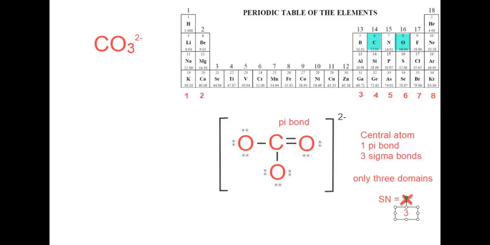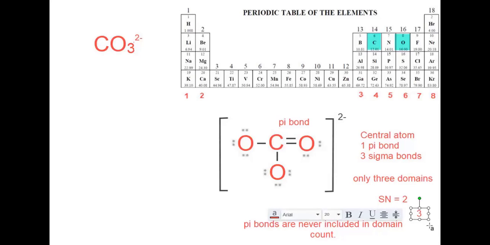Okay, now that we know the steric number is 3, we can go on to the next complication. So the first complication is, pi bonds are never included in our domain count. And I'll put this 3 here. And maybe I can do a little bit of erasing here. Okay, erase. There. No one will know I made my error. And I'll put my steric number of 3. Not 4, but 3. Pi bonds are never included in our domain count.